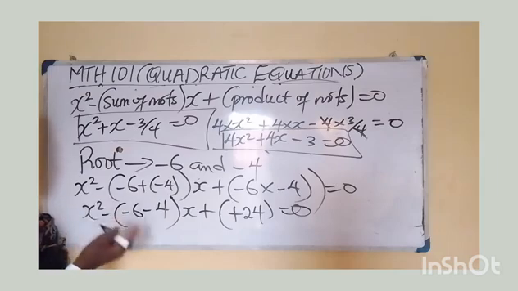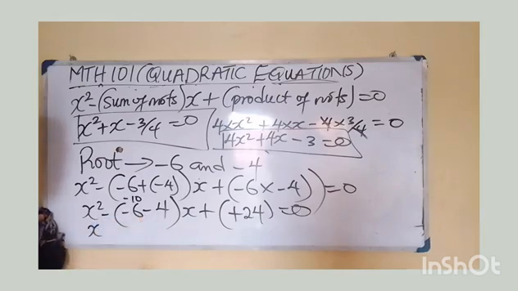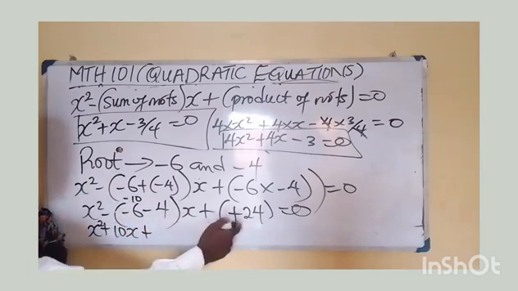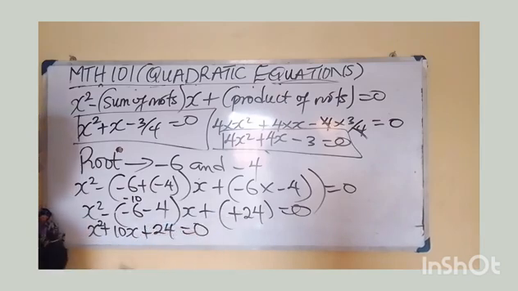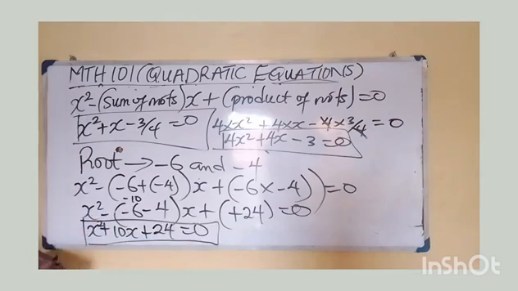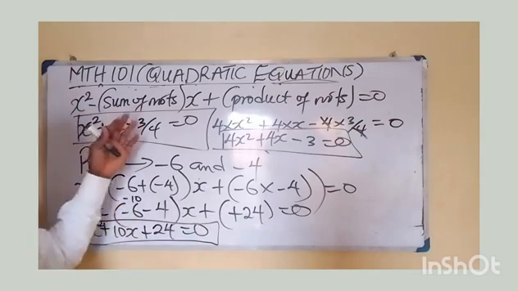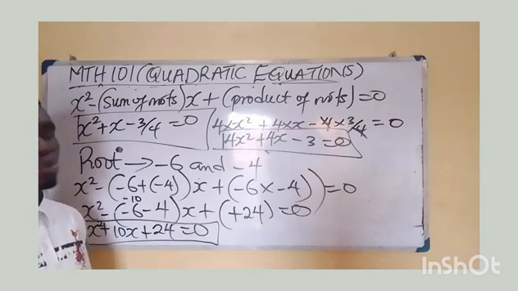Minus 10. Yeah, minus 10. I don't want to repeat it, I just want to solve ahead. So minus 6 minus 4 is minus 10. Is that not correct? So minus times minus, I have plus 10x because of this x outside. Then plus 24, all equal to 0. So this is the final answer. Please take note of that. So this is how to look for a quadratic equation when the roots are given.